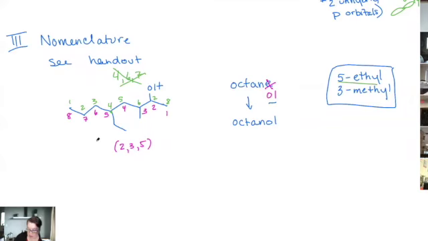So let's go ahead and just write our name. 5 dash, because we have to separate numbers from letters with a dash. Ethyl. Now we're going to say 3-methyl. We have to separate letters from numbers again. So it's dash 3 dash methyl. Now we can put our root and suffix in right here. Octanol.